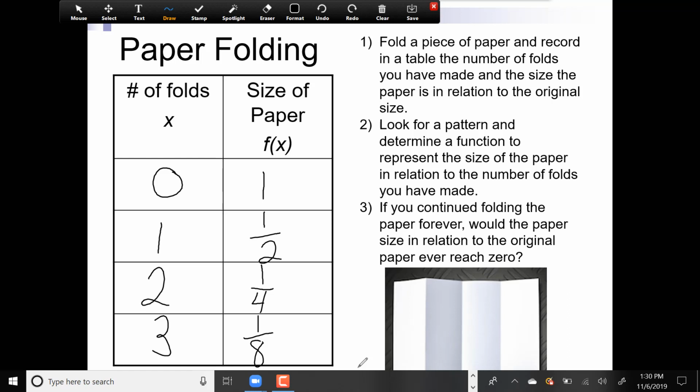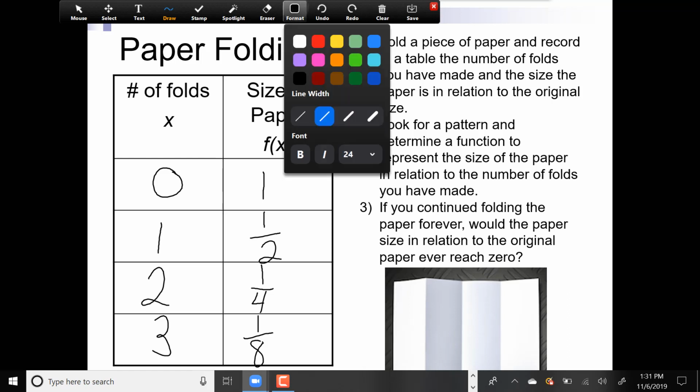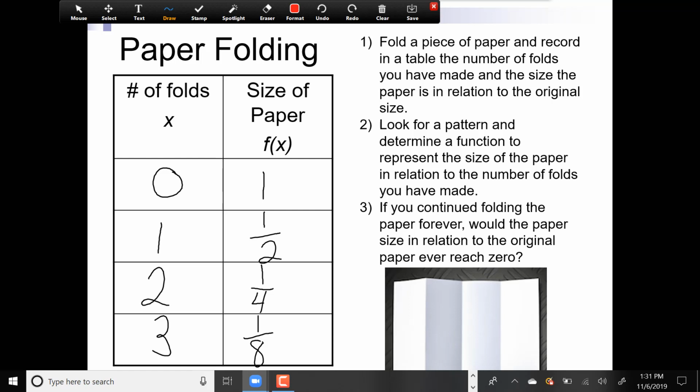But first, let's look at these numbers we put in the table. I had 0 folds, and I saw a full-size paper. And then I did 1 fold, and I saw a half. Think about how we could get 1/2 from the 1. Couldn't we take the 1 and multiply by a half? Now, for the 2, we had 2 folds and we got a 1/4. Couldn't that 1/4 equal 1 times 1/2 times 1/2?